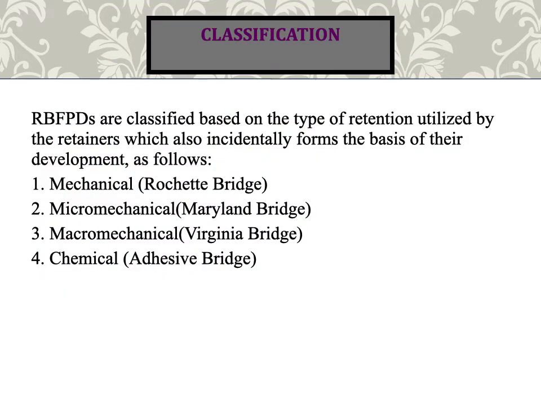Coming to classification of resin bonded fixed partial dentures, these are classified based on the type of retention utilized by the retainers, which also incidentally forms the basis of their development. Retention in resin bonded bridges can be classified as mechanical, micromechanical, macromechanical, and chemical.